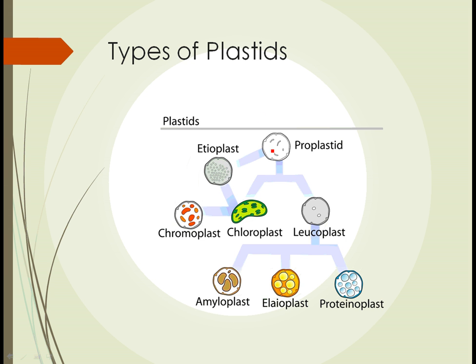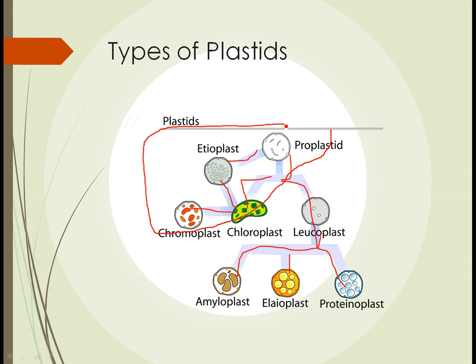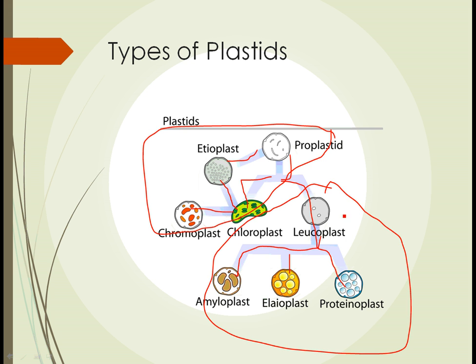At the top, we have a proplastid, an etioplast that's connected to the chloroplast, the chromoplast. Proplastid also connects here. Now you notice there's a separate pathway going down here to these other types of plastids. The difference is these plastids are primarily the sites of manufacture of materials. These plastids are primarily the sites of storage of materials. Each one can have some of the function of the other, but those are their primary functions.